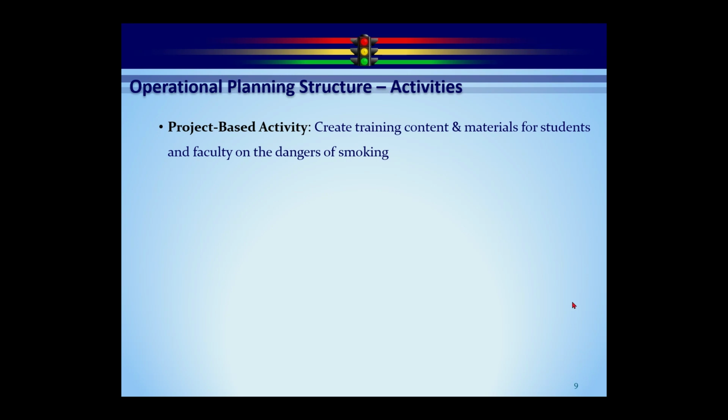But think about it, a project-based activity is something we're going to do in a given time frame. It's a project, so it's pretty simple. Create training content and materials for students and faculty on the dangers of smoking. So it's a project. We're going to create PowerPoints and videos and user guides and whatever we need to do the training. Now, every activity has a performance measure. The project-based activity is the only one where you manually create the performance measure. So in this case, our performance measure is how do I know when I successfully completed the activity? So once the training content is created, we're done.